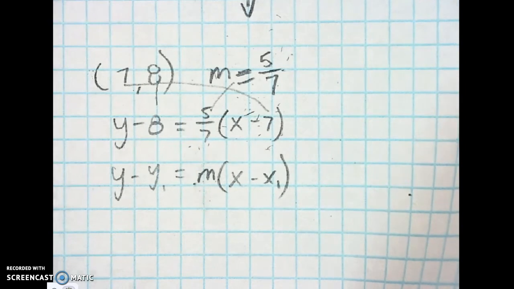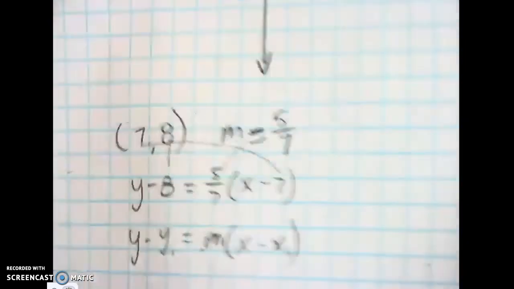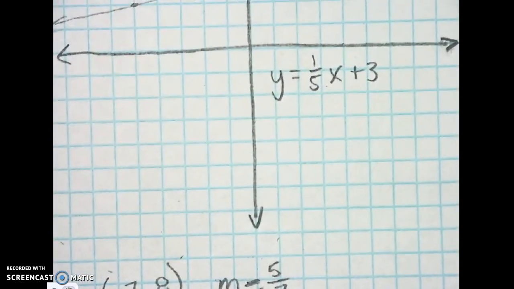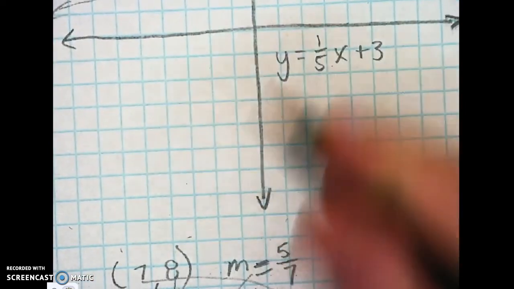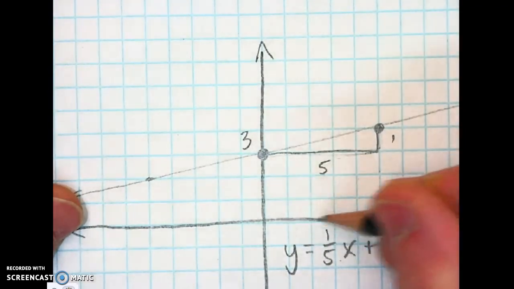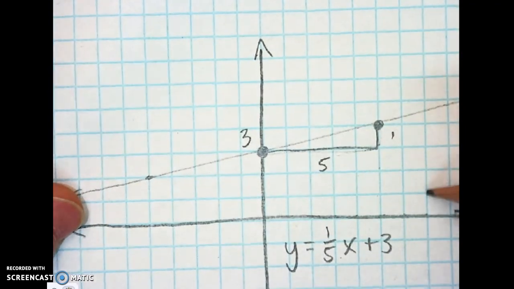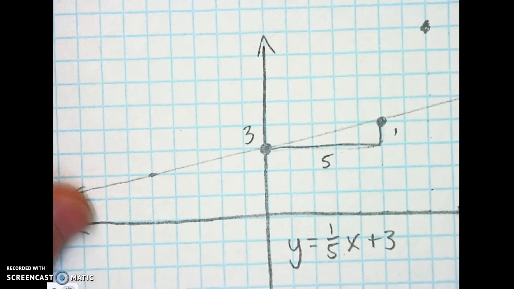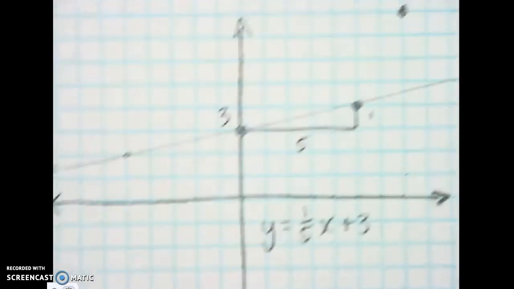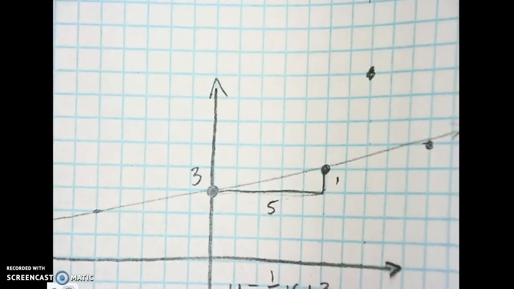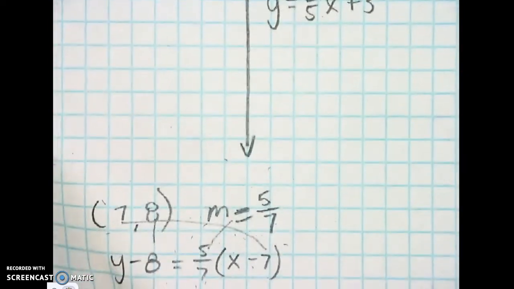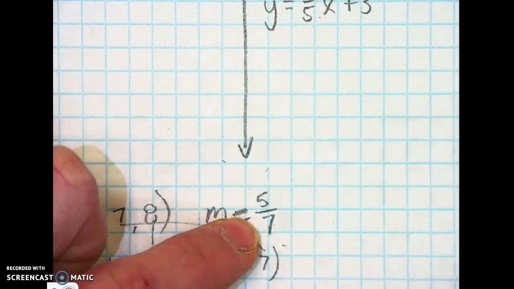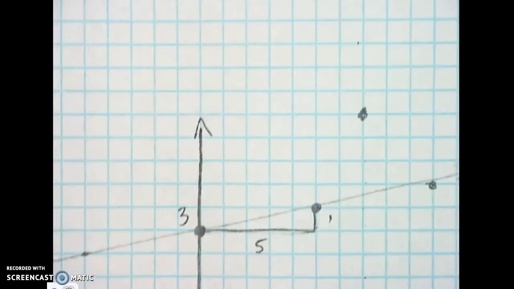Go back up to your handy-dandy piece of graph paper, the grid that you just had, and plot the point 7, 8. So I'm going to go up to 7, 8, plot that. 7, 8. So 1, 2, 3, 4, 5, 6, 7, and up 1, 2, 3, 4, 5, 6, 7, 8. There it is. Right there. And go ahead and use that slope to find the y-intercept. So the slope was 5 over 7.